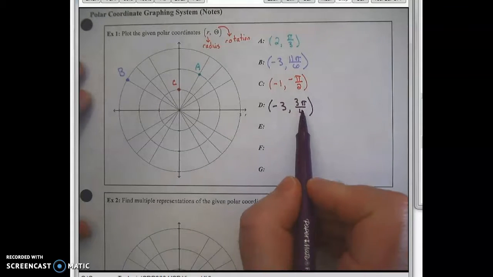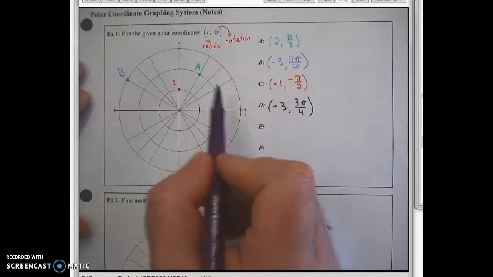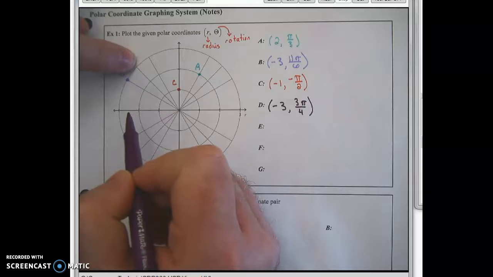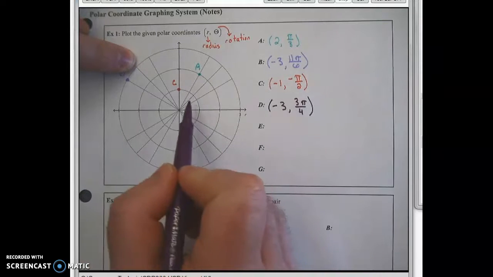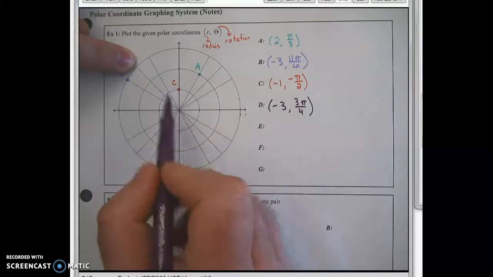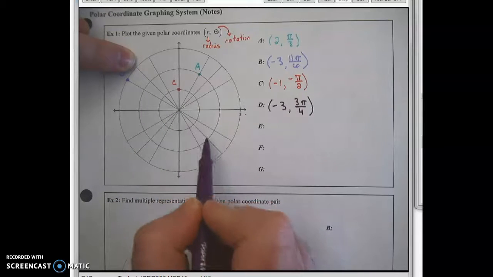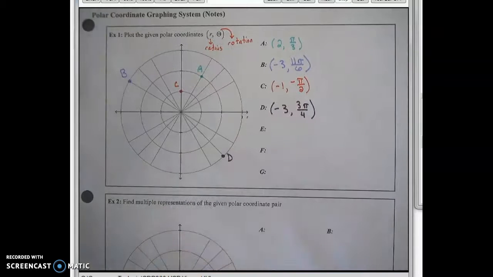Okay, so my rotation is 3 pi over 4. Remember, that's 45s. I'm counting off three 45s: 1, 2, 3. I like to leave my finger at the angle. Now, if your radius is positive, you go from the origin towards your angle or towards your finger. If it's negative, you go the opposite way. So 1, 2, -3. That would be D.